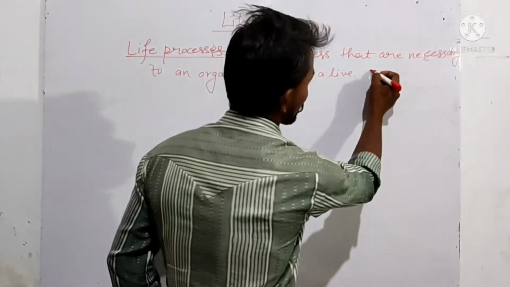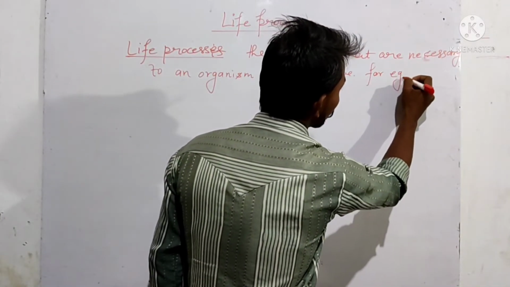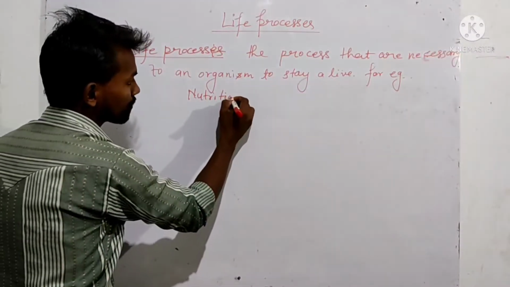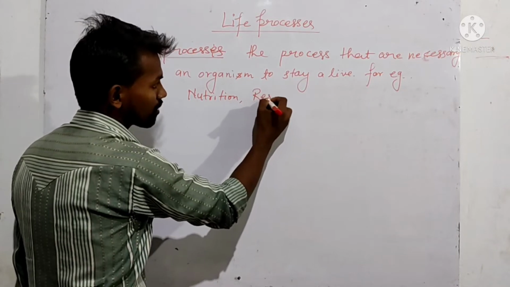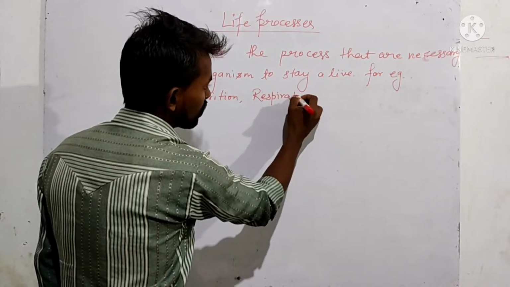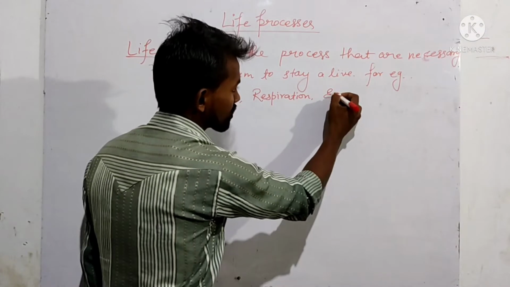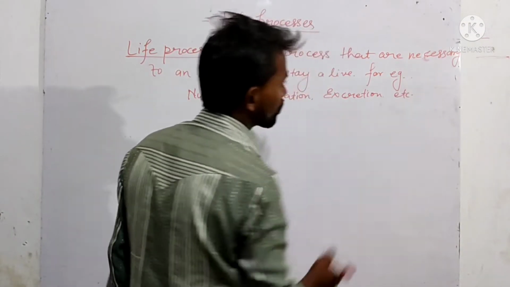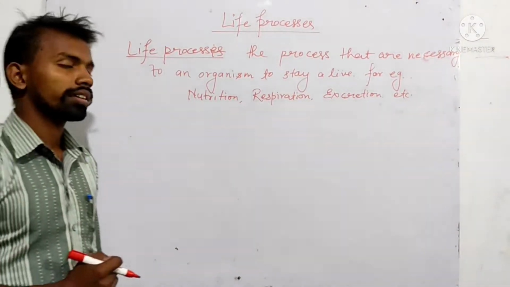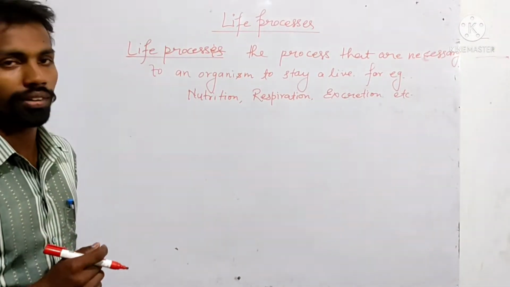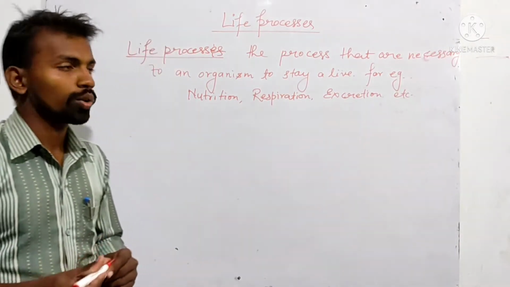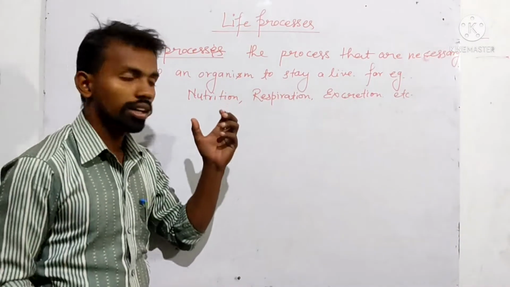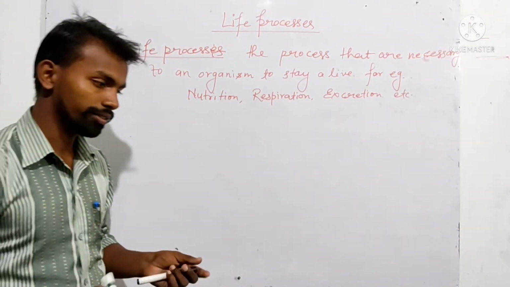For example, we can say that nutrition, respiration, excretion, and etc. There are so many activities that an organism performs in its whole life to stay alive. If these processes do not occur, then an organism cannot survive in its whole life.